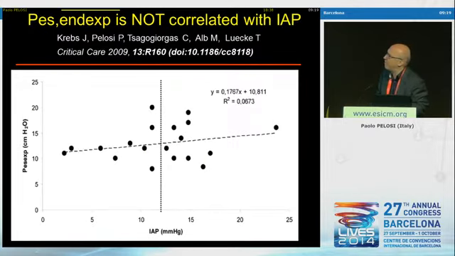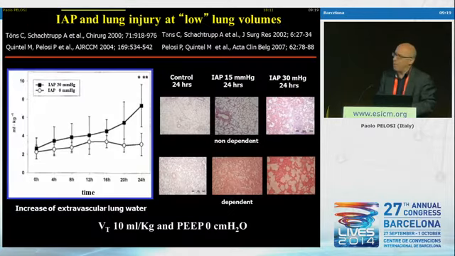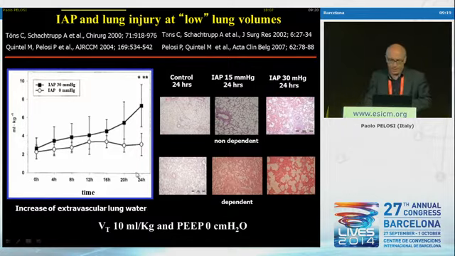And these are data in patients, and they confirm the data in animals showing esophageal pressure at end expiration with increasing intra-abdominal pressure. Unfortunately, in this study we do not have many patients above 20 because these patients are rare. There was no relationship between intra-abdominal pressure and esophageal pressure at end expiration, as I showed you before in animals. What about intra-abdominal pressure and ventilator-induced lung injury? You see here several studies.